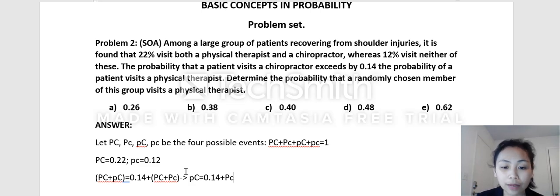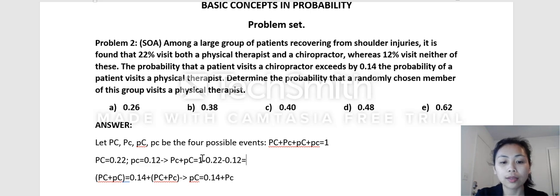So now what do we have here? We have the first equation: probability capital P capital C plus capital P little c plus little p capital C plus little p little c is 1. Capital P capital C is 0.22, little p little c is 0.12. So from the first two lines, what I have here is capital P little c plus little p capital C is 1 minus 0.22 minus 0.12, and that is what?